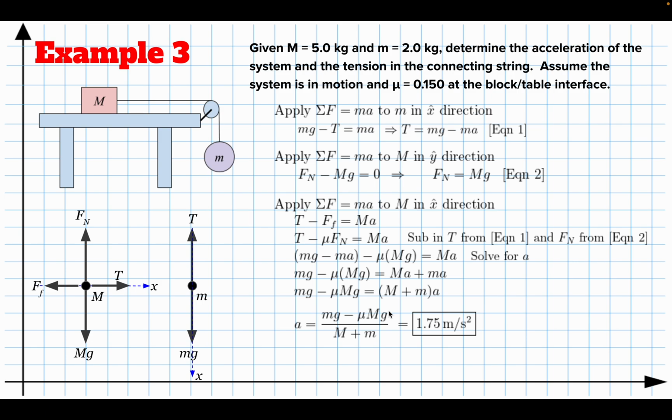Once you know the acceleration, you can then go back and find the tension. Here's an example. You could solve this equation. If you know the acceleration, you know little m, you can find the tension. Or you could go here. You know mu times the normal force. You know M and a, so you could find T. So it doesn't really matter how you do it. I would substitute back into equation 1 the acceleration I found, and you can use that to solve for the tension.